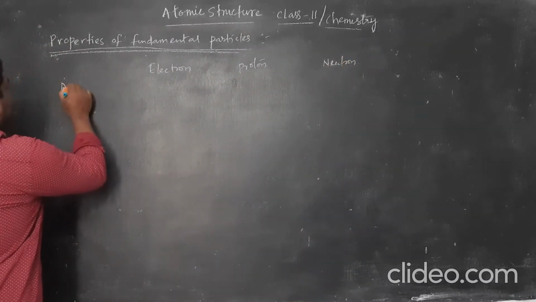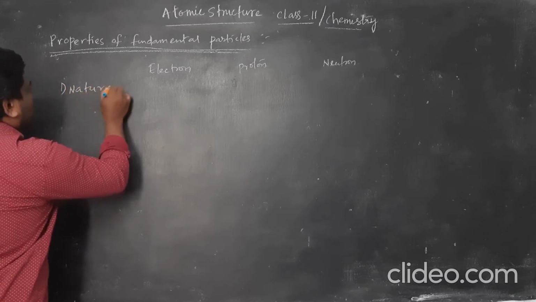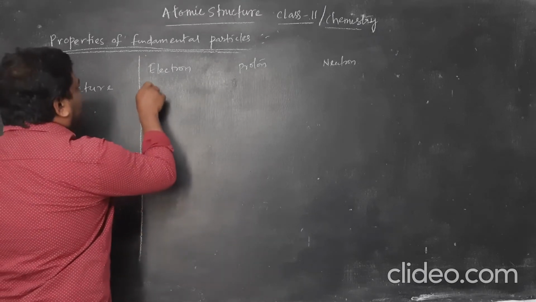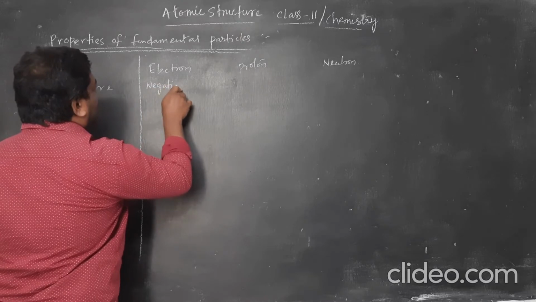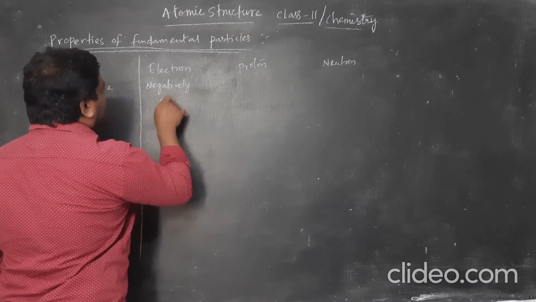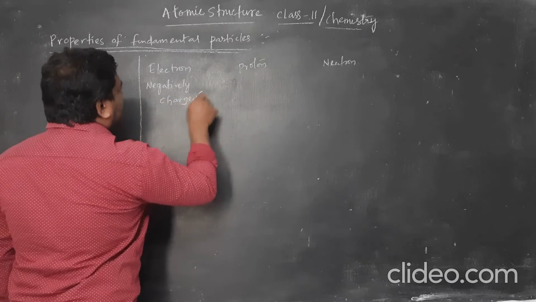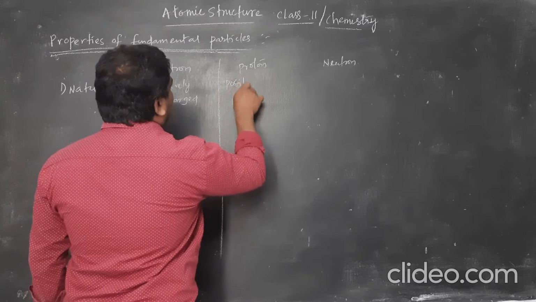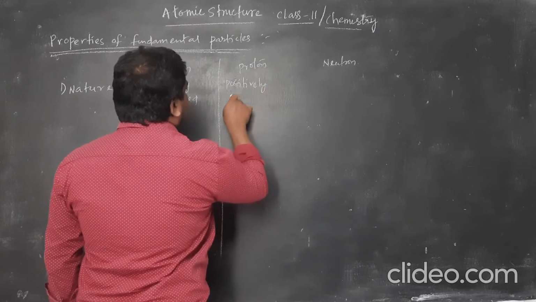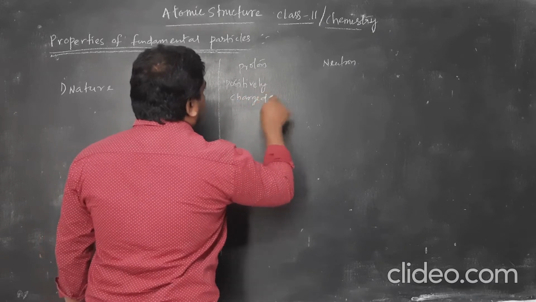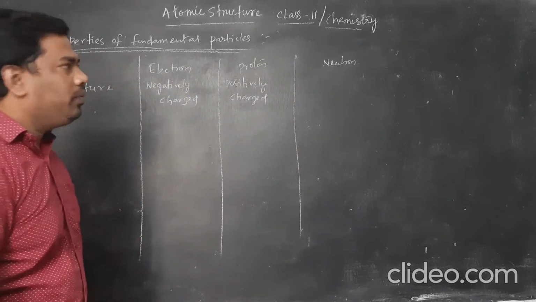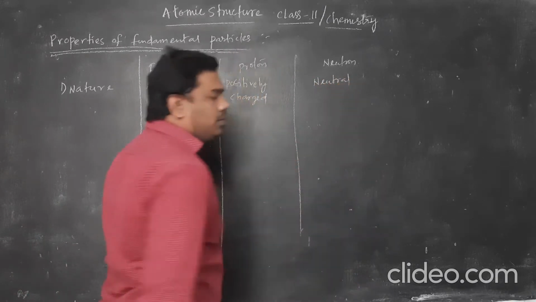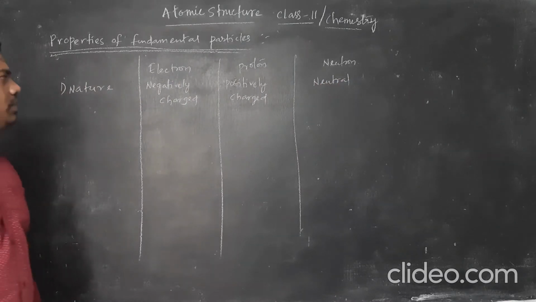So the first point is nature. The nature of electron is negatively charged. Here the nature of proton is positively charged. So the nature of neutron is electrically neutral. There is no charge, so the nature of neutron is neutral.